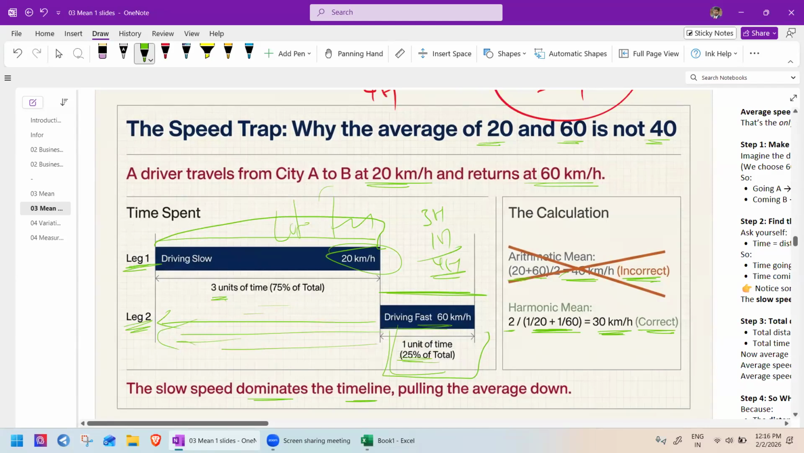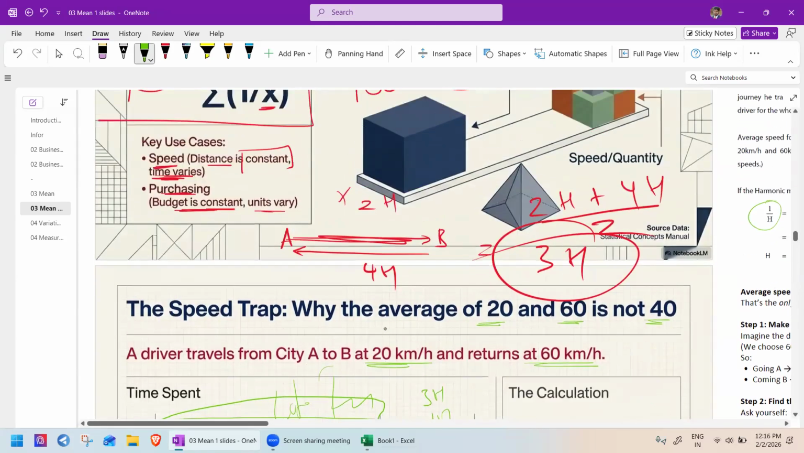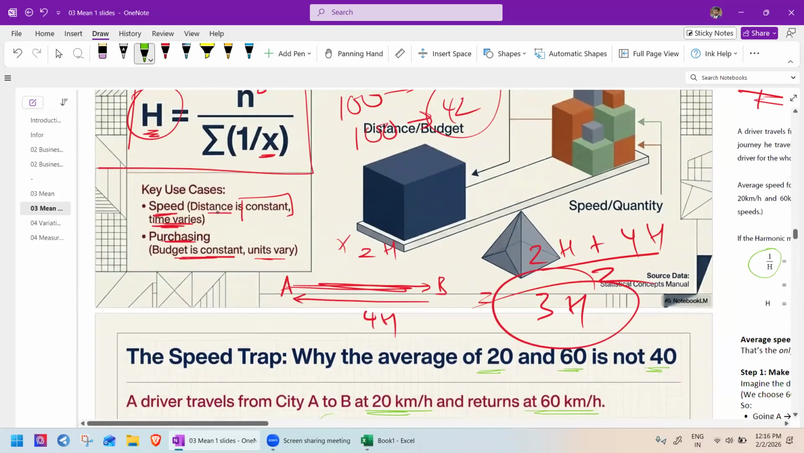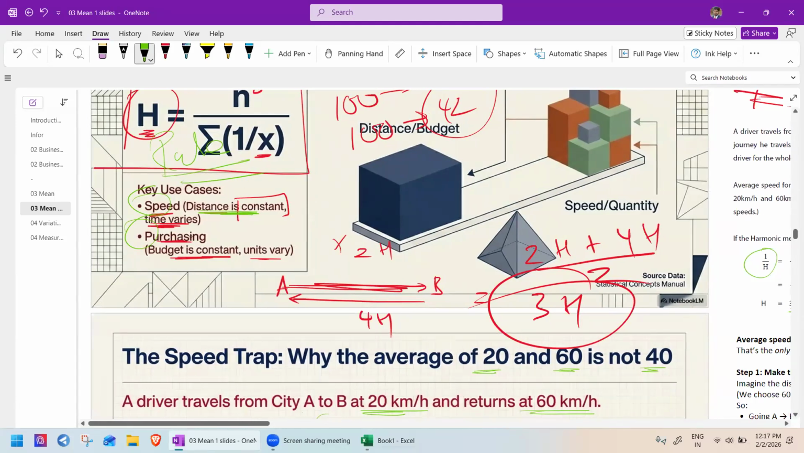So the rule of thumb is that when one element is constant, we can use the harmonic mean, especially for speed and some budget constraints, especially for rates. Budget constraint, let's see one example.